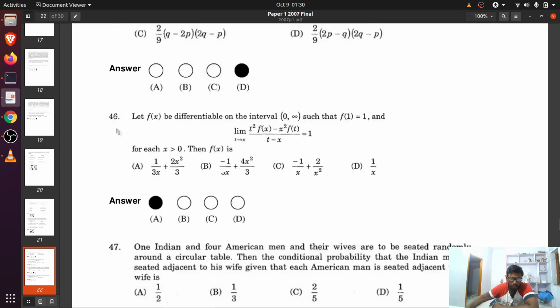Right, so here it is given that f of x is a differentiable function on the open interval 0 to infinity such that f of 1 is 1, and we are given that this limit is equal to 1. Okay, this question can only be solved if you can solve this limit. So we will use some technique, right? Here I will add and subtract a term to simplify the equation.